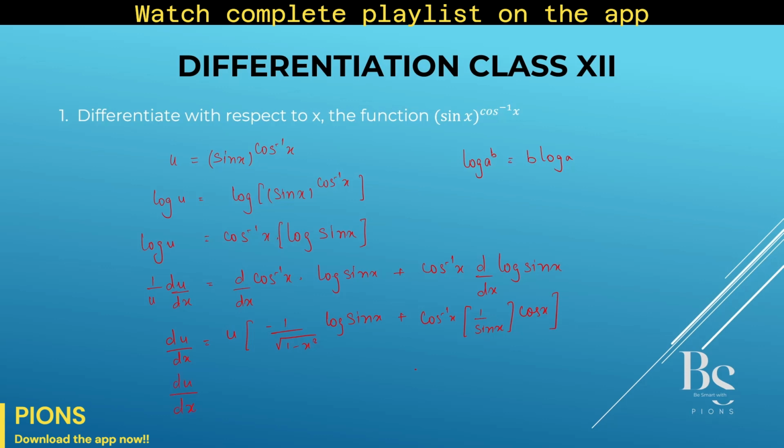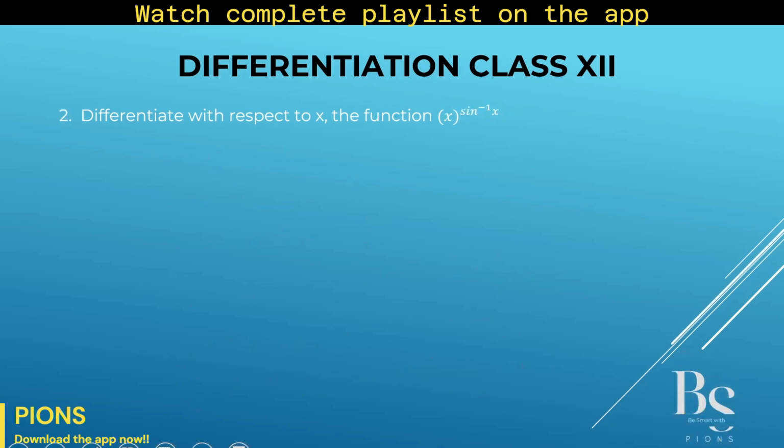So let's substitute the value of u to get our final answer. In place of u, write (sin x) raised to cos inverse x. Derivative of that will be equal to u. What is u? (sin x) raised to cos inverse x into minus log sin x divided by root under 1 minus x square, plus cos inverse x and cos x upon sin x, that is cot x. Done. This is our answer to the first question. Let's move to question number 2.